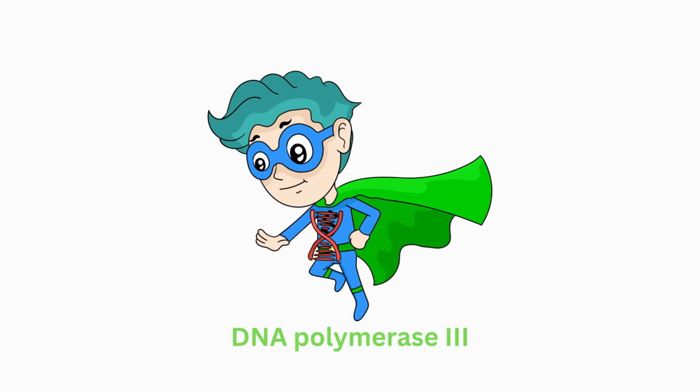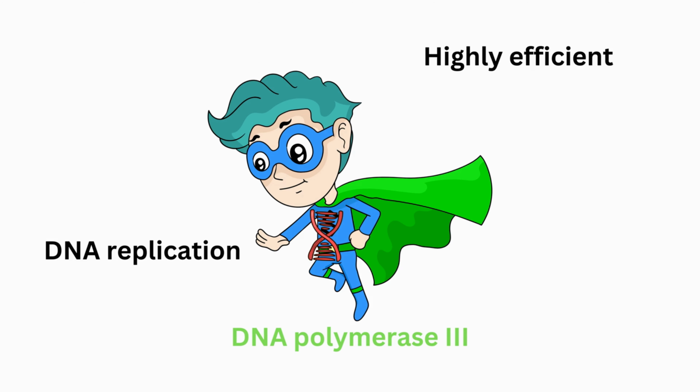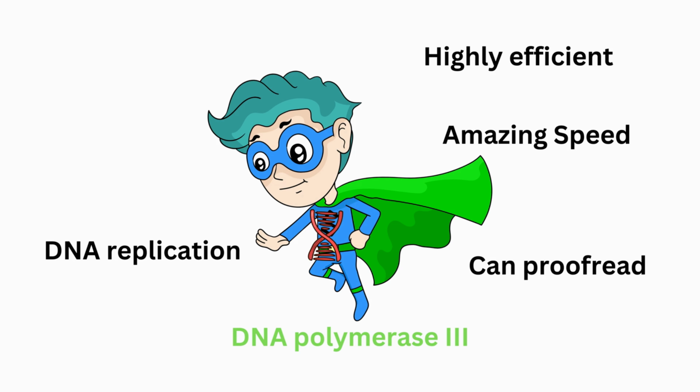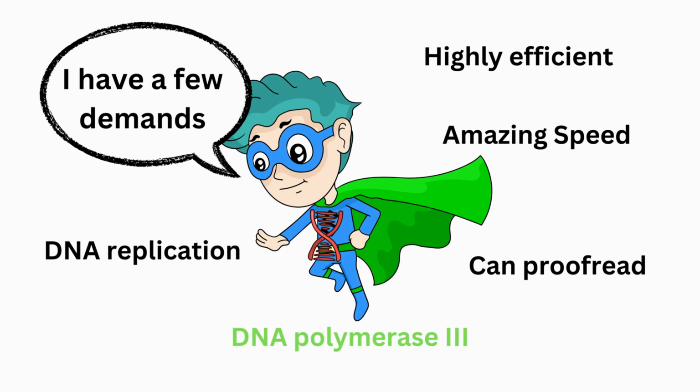Next, we have the hero of the story who's arriving, DNA Polymerase III. This is an enzyme which performs the function of DNA replication. It's a highly efficient enzyme which has an amazing speed, and it also performs the function of proofreading what it's done. But since it's so efficient and so profound in its work, it has a few demands which need to be fulfilled in order for it to start its work.